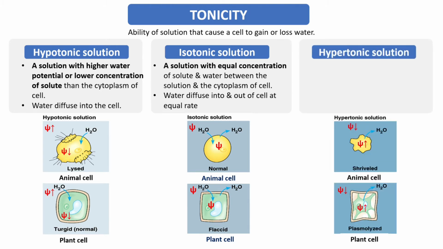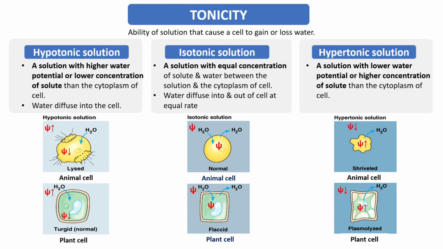Hypertonic solution is a solution with lower water potential or higher concentration of solute than the cytoplasm of the cell. If an animal cell and plant cell were put in a hypertonic solution, water will diffuse out of the cell, causing the animal cell to shrivel, while the plant cell becomes plasmolysed.